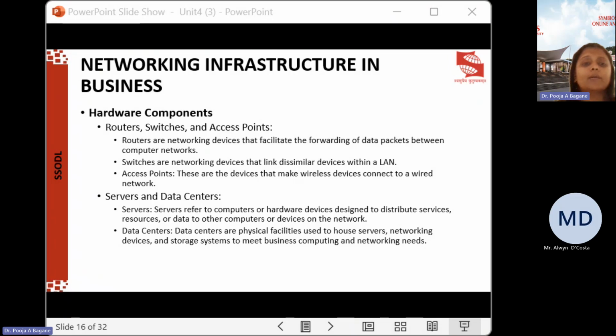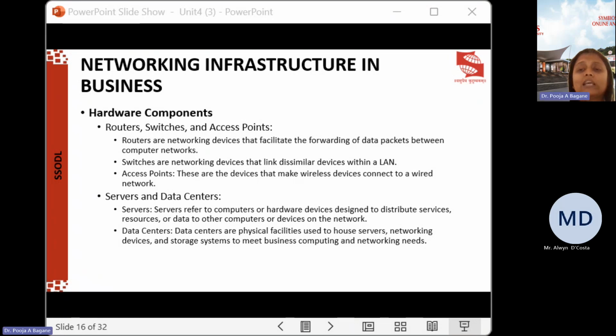Access points are the devices that make wireless devices connect to the wired network, which allows Wi-Fi connectivity over a specific area where wireless devices such as laptops, smartphones, and tablets access the resources on the internet.